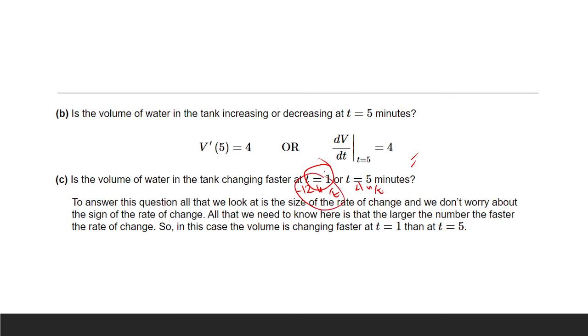Ito. No? At t is equal to 1, mas mabilis magbago yung ating laman ng tangke or volume ng tangke dun sa tubig natin o volume ng water sa tangke natin. Now also, hindi ko pala nabanggit, is it increasing or decreasing for letter B? Since positive siya, it is increasing. So, ibig sabihin, for that time, every minute, nadadagdagan siya ng 4 units of volume.